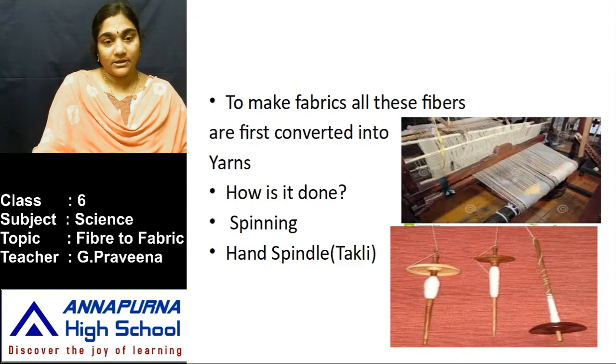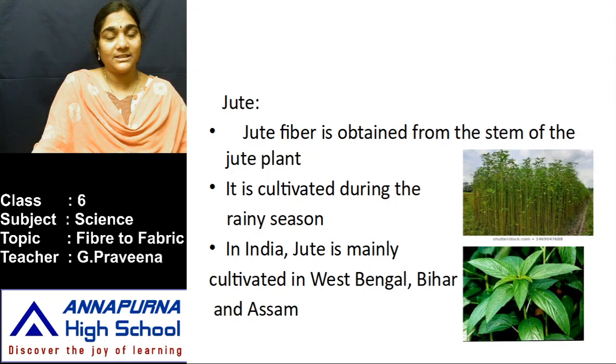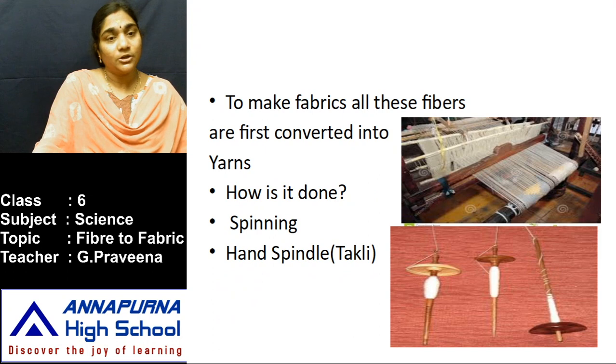So here you have seen the two important fibers. The cotton grows in a cotton boll, and once the boll matures, it bursts open, exposing the cotton outside. The process of picking out this cotton from the cotton plant is called combing, and the process where we remove the seed from the fiber is known as ginning. And the second fiber that we have discussed is jute. So cotton and jute are the plants from which we obtain these fibers.